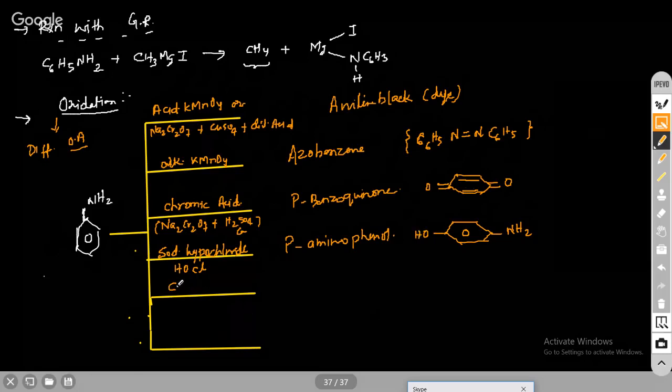Caro's acid. What is the formula of Caro's acid? That is H2SO5. When it reacts with Caro's acid, we'll get nitrobenzene. This one is important. Nitrobenzene and nitrosobenzene, a mixture of these. Nitrosobenzene is C6H5NO, and nitrobenzene is C6H5NO2.